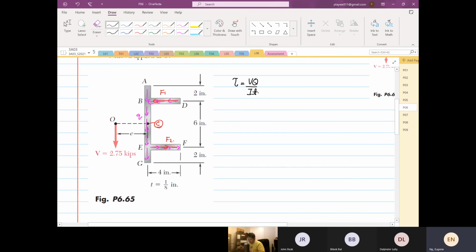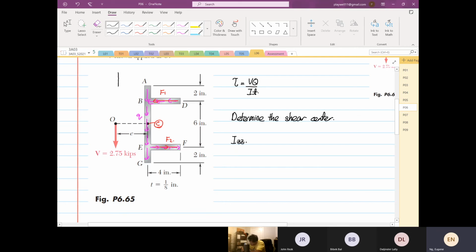But first of all, we have to determine what? The shear center first. Okay. First of all, we have to determine the shear center. If we don't determine the shear center, we cannot apply the formula where VQ over IT. Okay. So we have to find the shear center first. Okay. So we are going to look for IZZ.